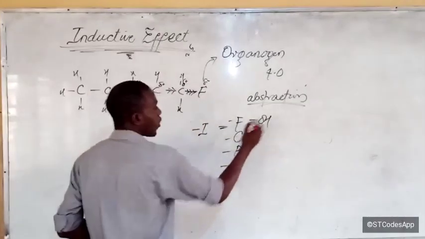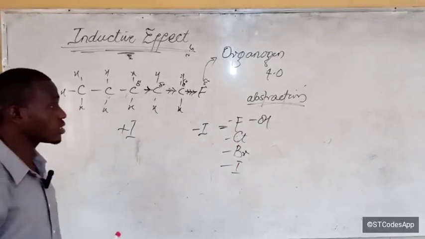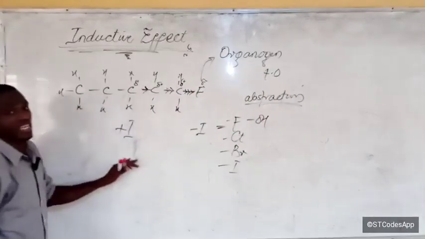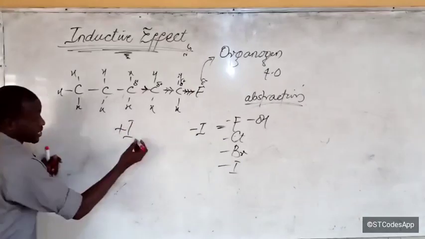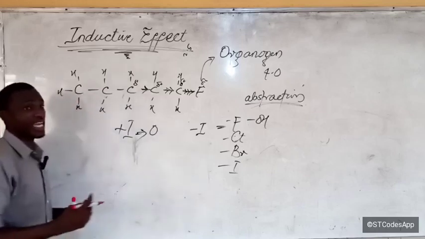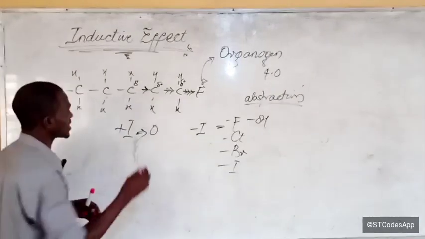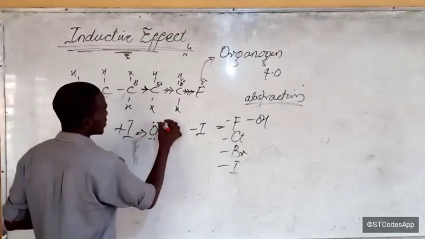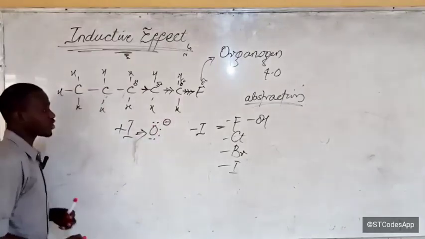Is that okay? Now all of these guys are negative I groups. And these guys are positive I groups. Which guys? The positive I groups, we include any substance with a negative charge. So for example, if we have this guy, oxygen with a negative charge, it's going to be what?